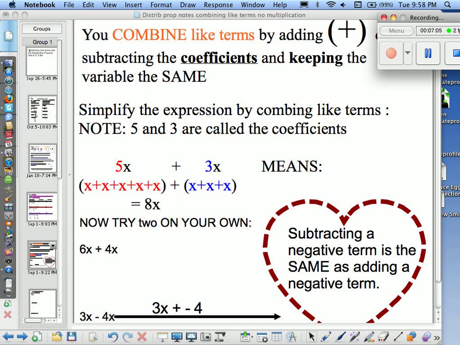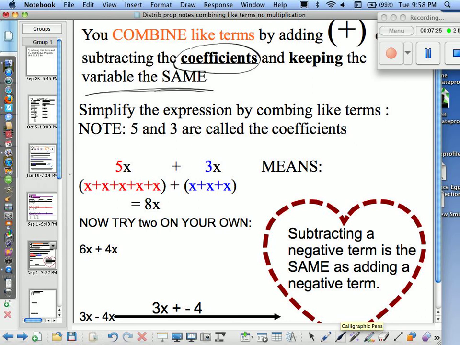So we know how to add numbers. We know how to add 3 plus 2, 5 plus 8, and subtract them. But now there's going to be a variable with them. So to do that, you keep the variable the same, and you're going to add or subtract the coefficients. So remember that coefficient is the number in front. So 5 is the coefficient and 3 is the coefficient. We can only add or subtract them together if they are like terms. So must have like terms. So I would write that down to make a note of it.